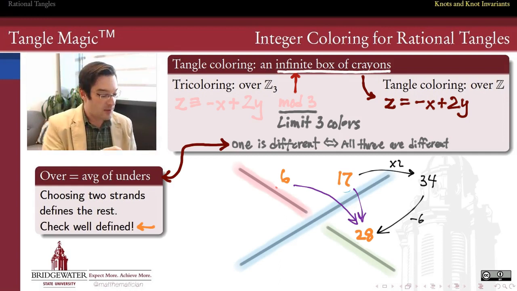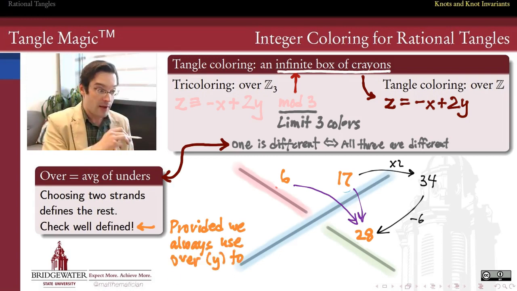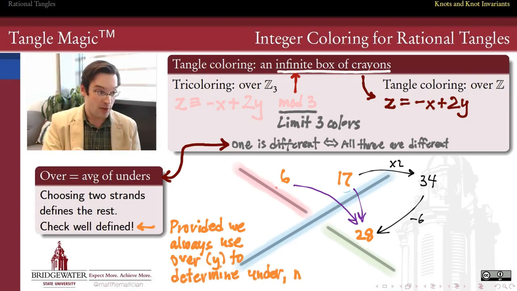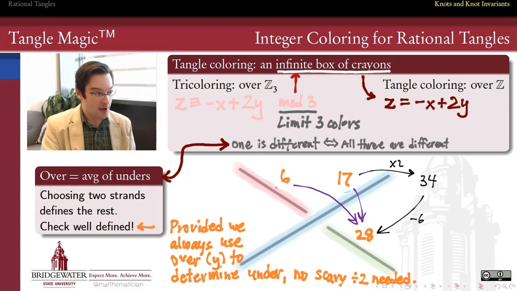We should probably check to make sure that this is well defined, because any time that we're thinking about averaging, there's a possibility when we're dividing by 2 that we could get a non-integer result. But as long as we're always using the overstrand and one of the understrands to determine the other understrand, in other words, as long as we're using x and y to determine z, then we're never going to be dividing by 2, so we don't have to worry that one of these results is going to turn out to not be an integer. So this is always a nice, well-defined way of coloring.